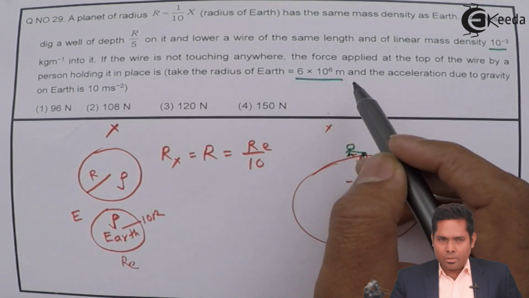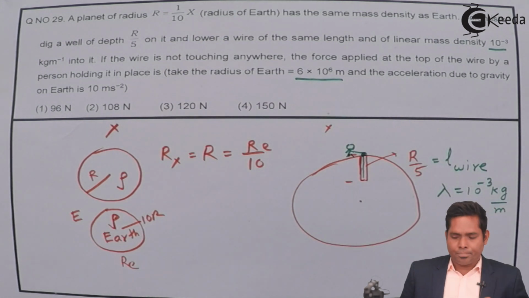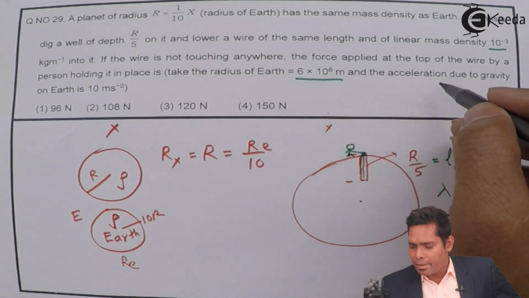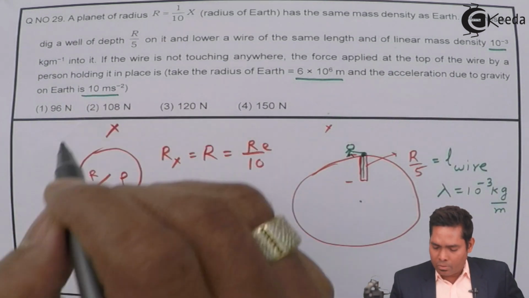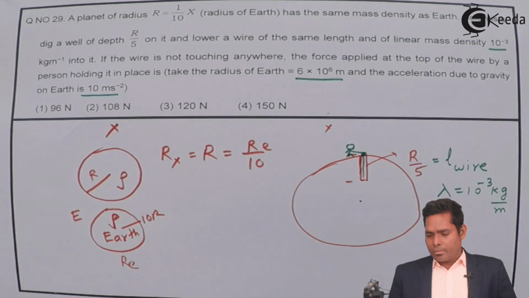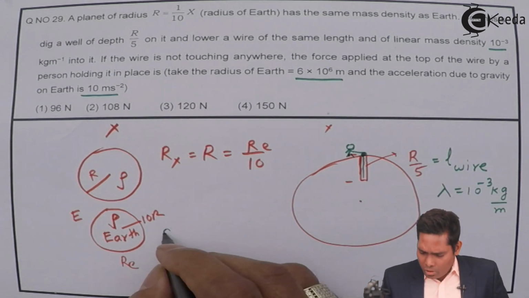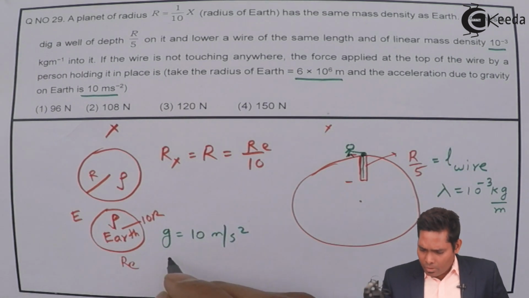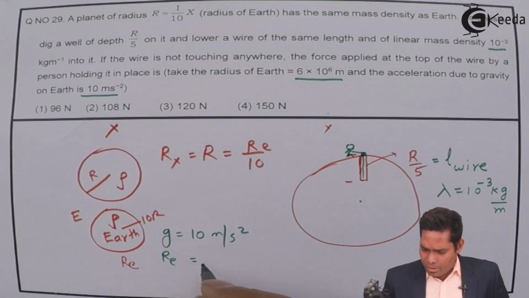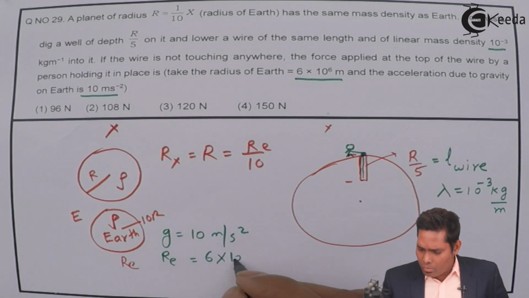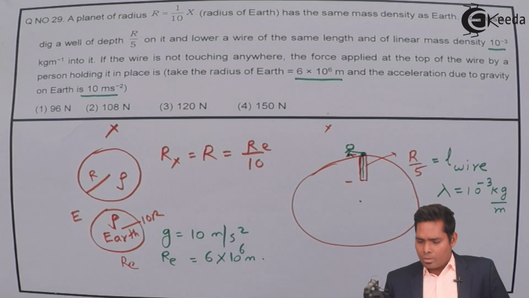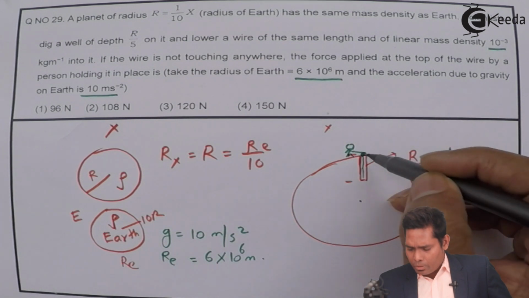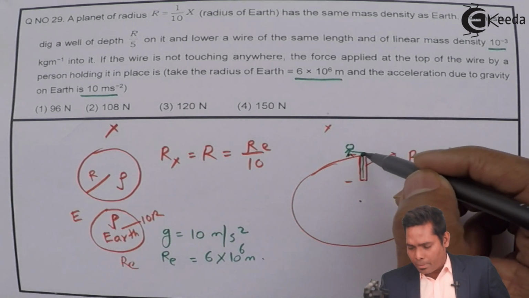The radius of the Earth is 6×10⁶ meter, and for the acceleration due to gravity of Earth you have to take 10 meter per second square. So for Earth, g is taken as 10 meter per second square, and the radius of the Earth, Re, is 6×10⁶ meter. Now we have to find the force applied at the top.